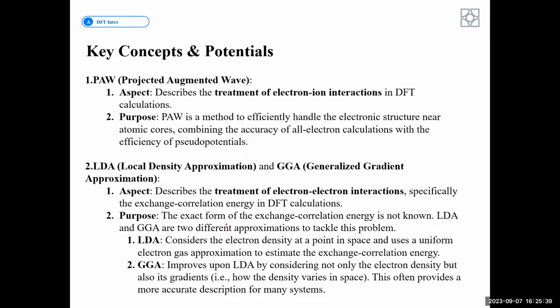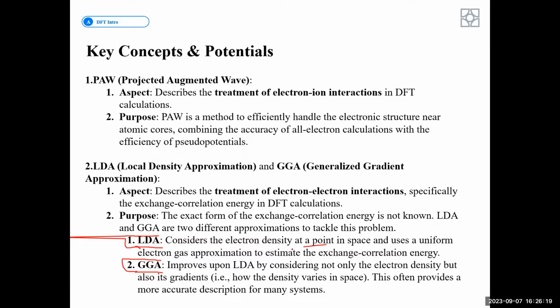The exact form of the exchange correlation energy is not known, while LDA and GGA are two different approximations to tackle this problem. So LDA considers the electron density as a point. So some materials, they would say we're using LDA. Other materials, they say we're using GGA. Why? Because each kind of calculation affects which kind of approximation you need to use, LDA or GGA. This is based on the scientist's experience. Maybe they have proven this will be really good, and this would be maybe a little bit weak, okay?